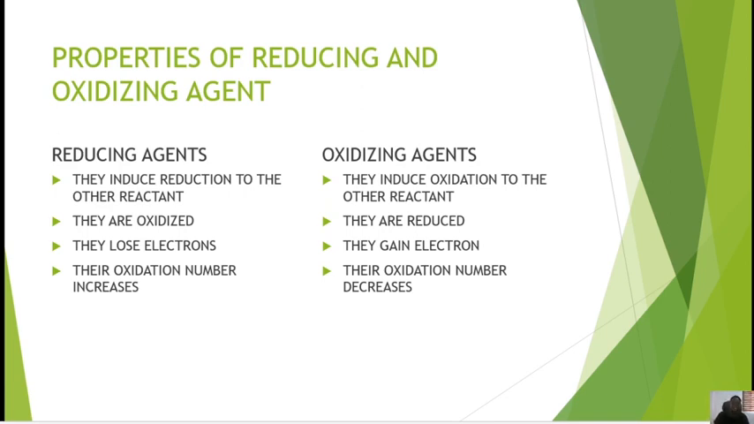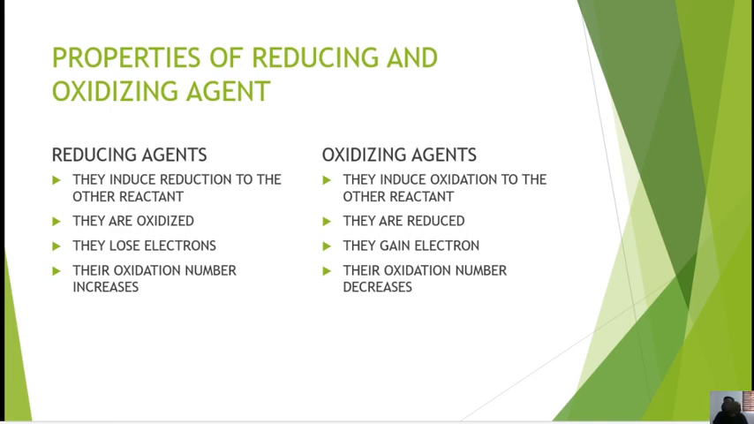Reducing agents induce reduction to the other reactant. So they themselves are not reduced, but they cause reduction to the other reactant. Now, on the other hand, they are oxidized. So when they are causing reduction to the other reactant, what is happening to them is the opposite process, which is that they are oxidized.